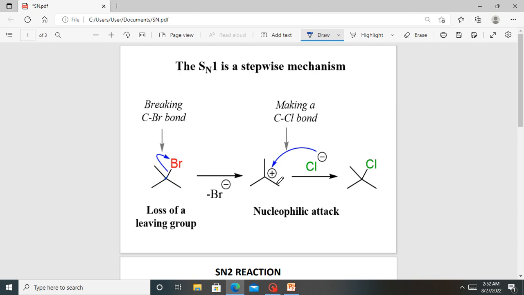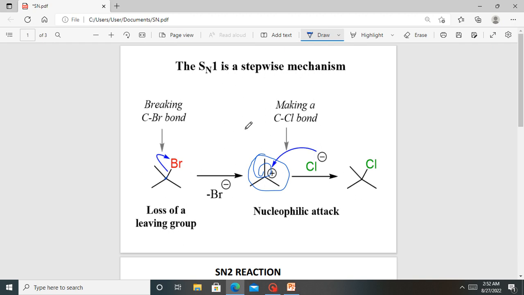Now in the bond formation step, the nucleophile, the one we are using to replace the existing leaving group, attacks the carbocation and we form the resulting product. So here there's first breaking of a bond in one step, then formation of a bond in another step. It is a two-step reaction that leads to formation of the product. Bear in mind there is always formation of a carbocation in an SN1 reaction mechanism.